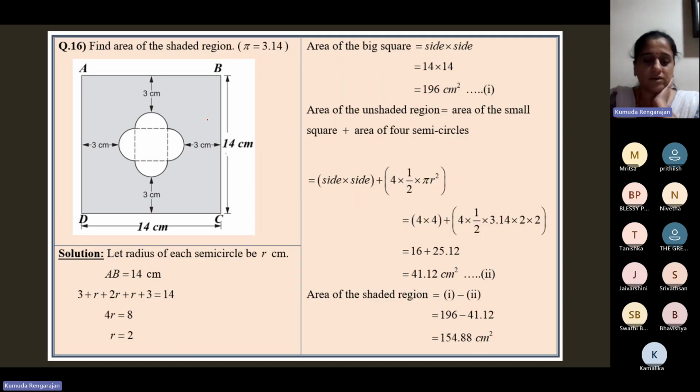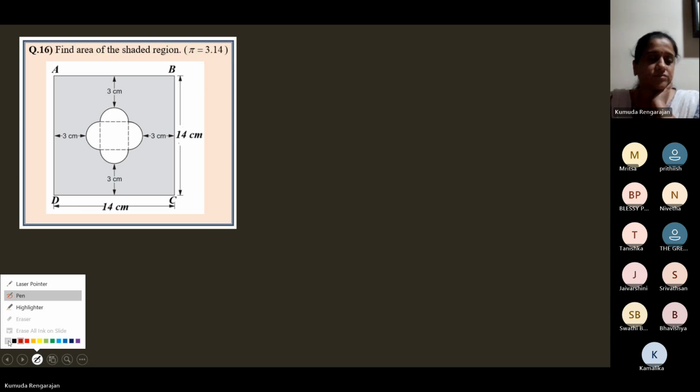And what will be the area of the shaded region? How will we find it? Now you got R. What's the value of R? 2. R is 2. So how do we find the area of the shaded region? Shaded region is this blue portion, this one.